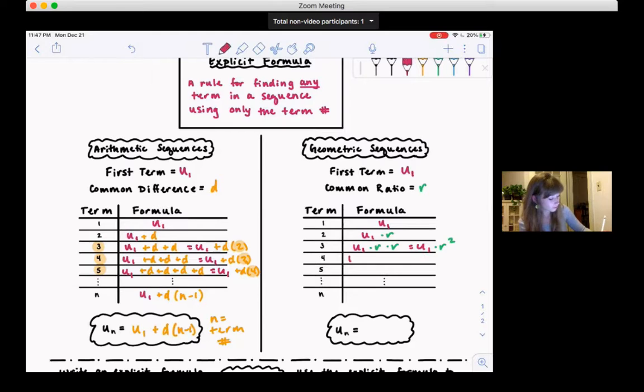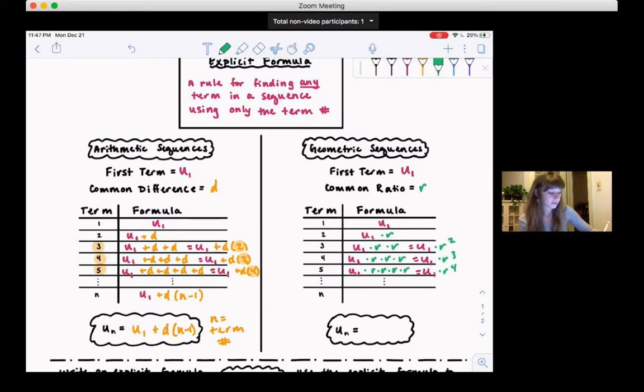Okay, for the fourth term, we have u1 times r times r times r, which is going to be u1 times r to the third power. And then for the fifth term, we multiply by r one more time. So u1 times r times r times r times r. So now we have 4 r's being multiplied. So that's u1 times r to the fourth power.